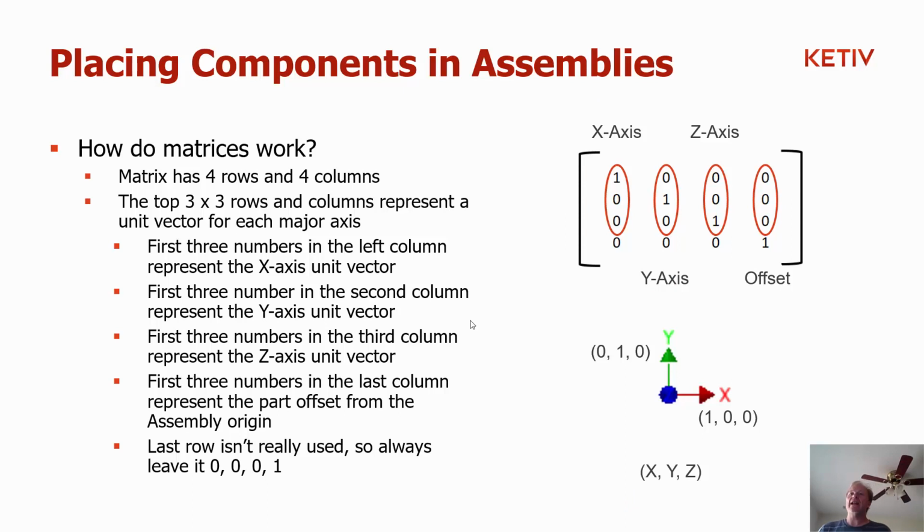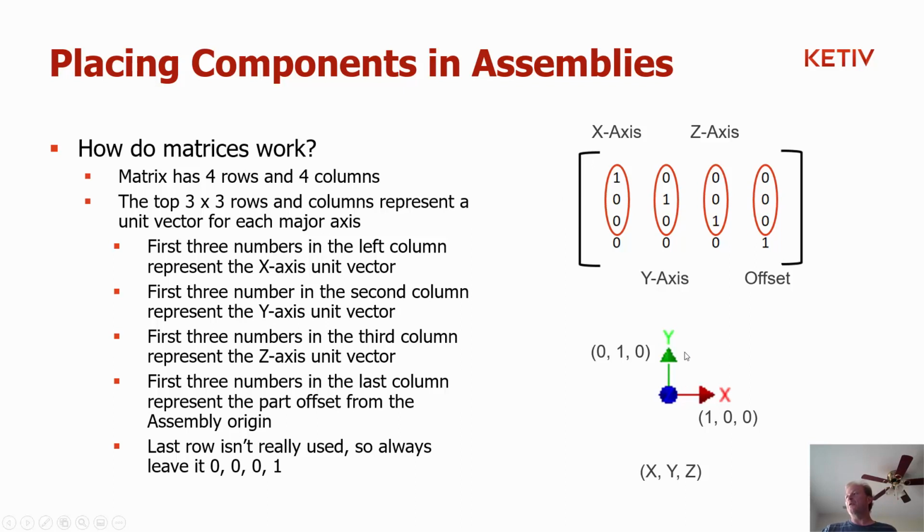So let's look at how matrices work. And by learning how matrices work, points are just a subset of a matrix, which I'll get to in just a minute. So a matrix for Inventor has 4 rows and 4 columns. You can see there's just a bunch of numbers. The top 3 rows and columns here represent a unit vector for each major axis. So these first 3 numbers right here represent the unit vector for the x-axis, the y-axis, and the z-axis.